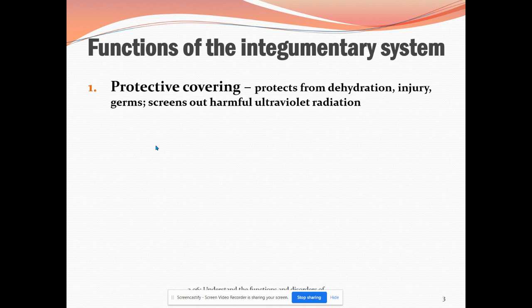It also protects us from dehydrating, kind of like our saran wrap that keeps the moisture on the inside. And it screens out UV radiation. It helps block the sun's harmful rays to a point. You can overwhelm it and get it sick with cancers and things like that if you give it too much, but it does a pretty good job of blocking for the most part.